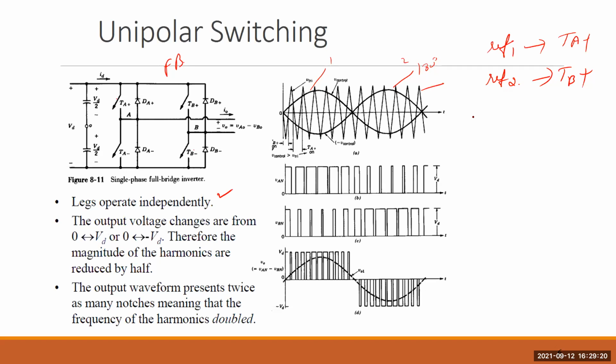Sorry, let me see. If this one goes here and then this is off, then this one goes there. TA plus is on, then we get plus VD, and this is N, VAN, and otherwise VBN. Otherwise this is on.